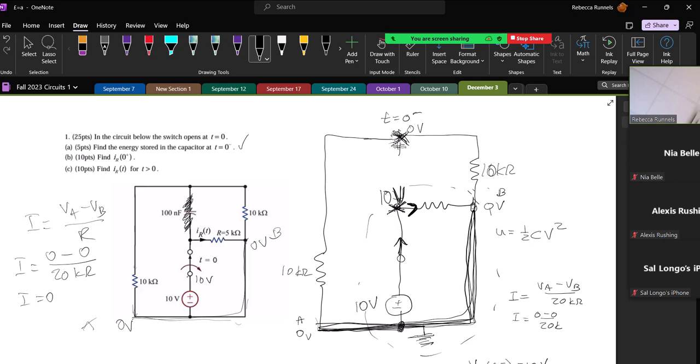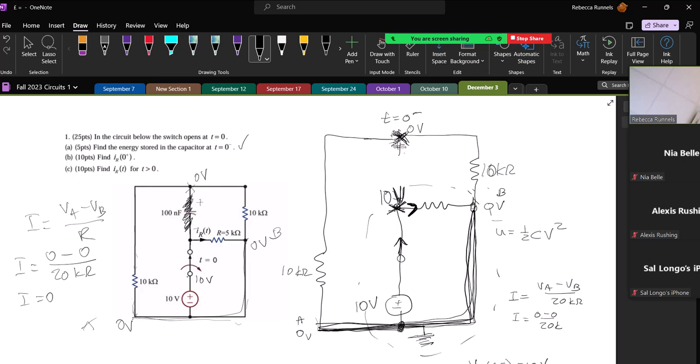That means there's no voltage change either, because there's no current flowing through these resistors. So it's just at 0 volts everywhere through here, and in particular, it's at 0 volts right here. So I have 0 volts here, 10 volts here. So the voltage from one side of my capacitor to the other is 10 volts.